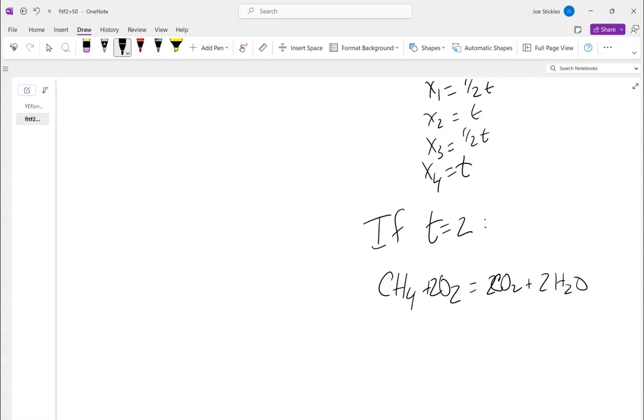It was a 1/2 t, right? And I put the 2 in for t, I get 1 for x1. So I get CH4, 2O2, and CO2 plus 2H2O. That's a C. Okay. Or I shouldn't use an equal sign. I should have used an arrow. I do know that from chemical equations back in high school.